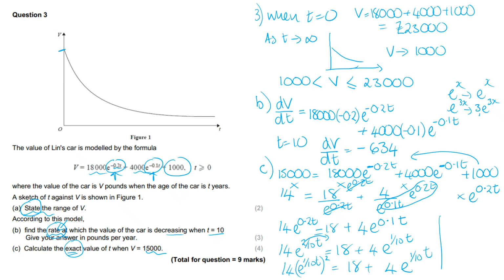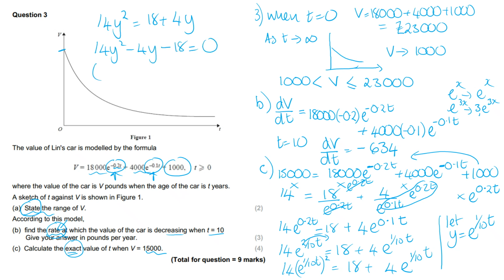So what I can do is let y equal e to the 1/10 t. So what I'm going to have is 14y squared is equal to 18 plus 4y. Now I've got a quadratic. I'm going to take everything to one side. 14y squared minus 4y minus 18 is equal to 0.